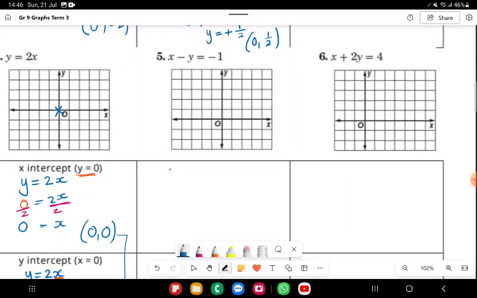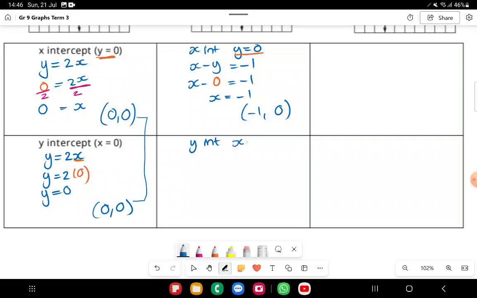Question 5, x-intercept, y equals 0, x minus y equals -1, y is 0, so that's x minus 0 equals -1, x equals -1. Coordinates are -1, 0. On the axis, x is -1 over there.